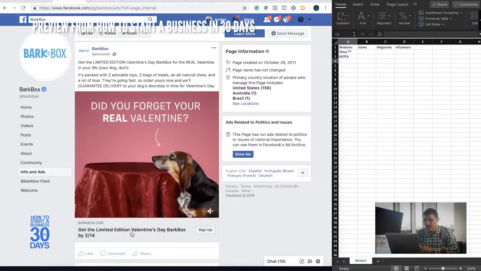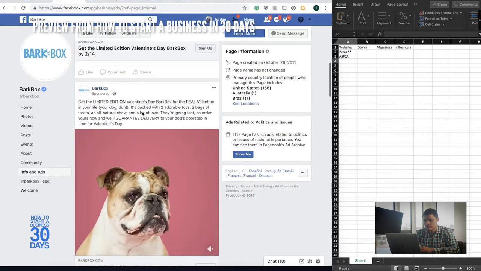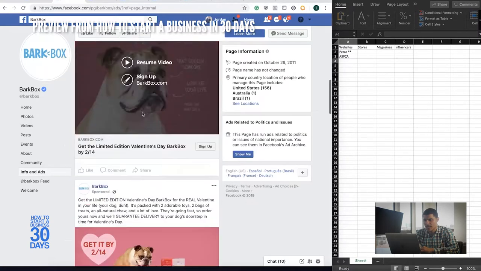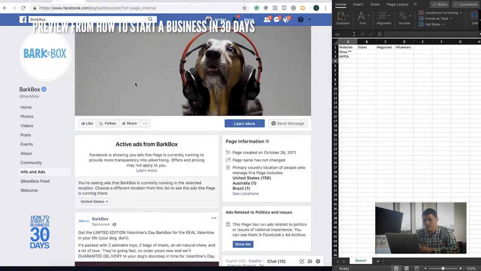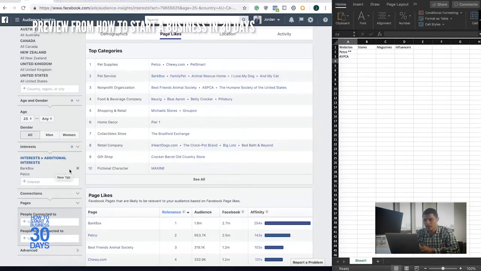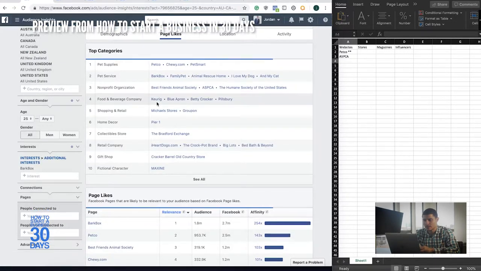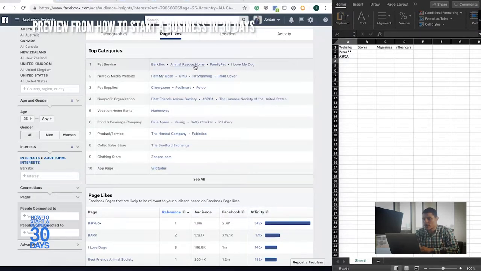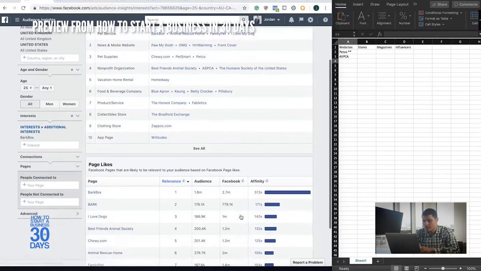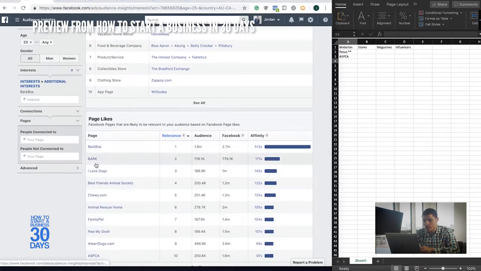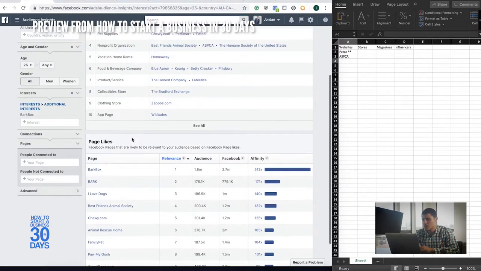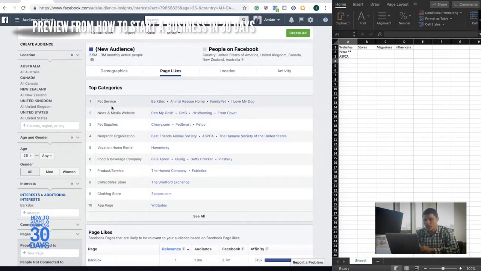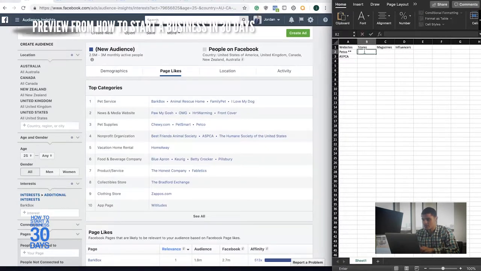Get the limited edition Valentine's Day Bark Box. So they got some ads running. This is a pretty strong one. So let's see. We got Bark Box here. How does it look by itself? Bark Box. Oh, Animal Rescue, Family Pet, I Love My Dog, Heartwarming, Chewy, PetSmart, Petco, ASPCA, the Humane Society of America, Home Away. Let's see what we got. We got Bark, Bark Box, I Love My Dog, I Love Dogs. So we know this is a good one. And Bark Box is a pet service, so we can put this under stores.